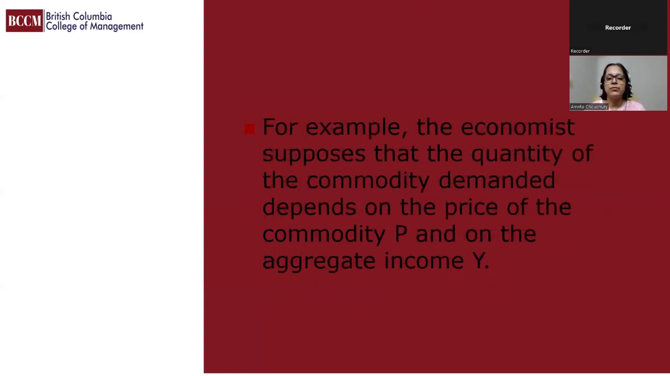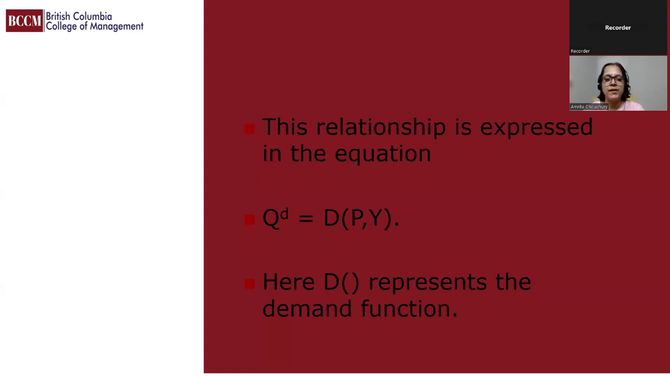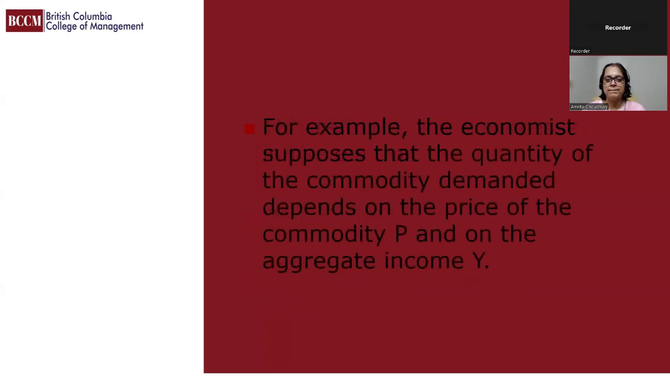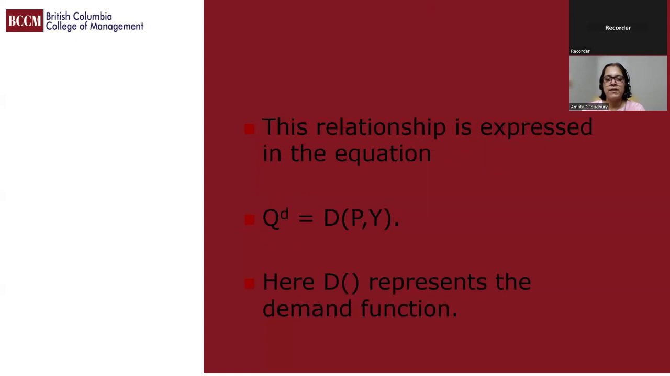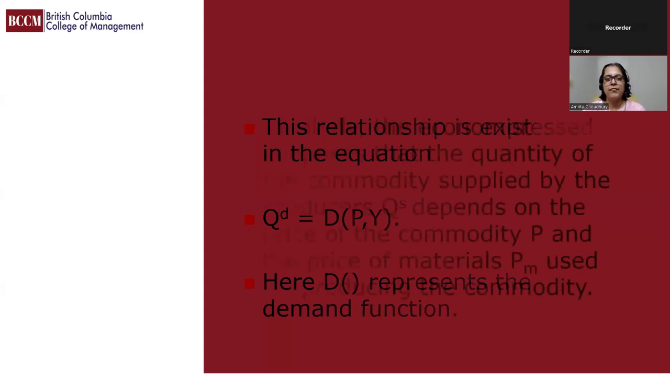So let's see how, for example, suppose the economist assumes that the quantity demanded of the commodity depends on the price of the commodity and the aggregate income. So in this case, the economist will write this relationship like this: quantity demanded QD depends on the price of the commodity and also on the income level. So QD is a function of P, that is the price, and Y, the level of aggregate income. So this is the demand function. So basically D represents the demand function.